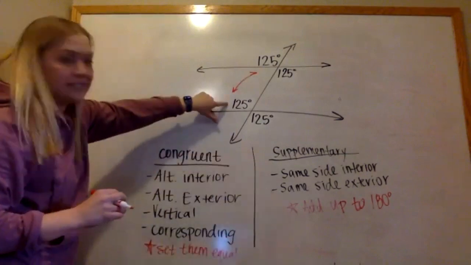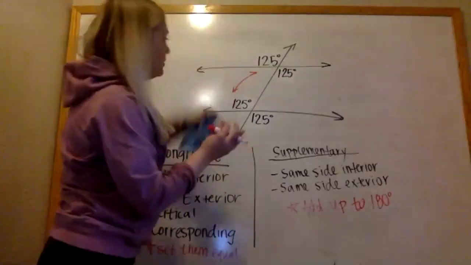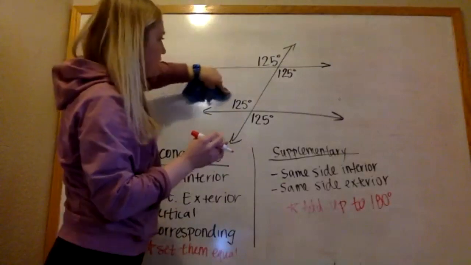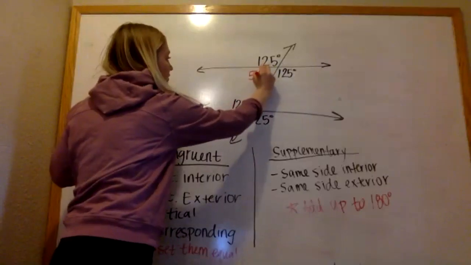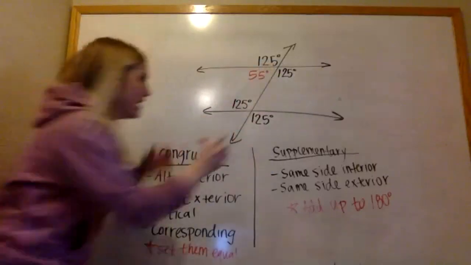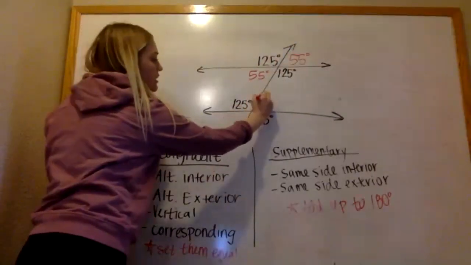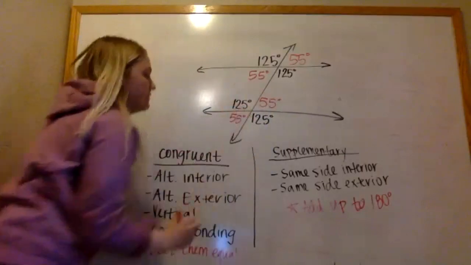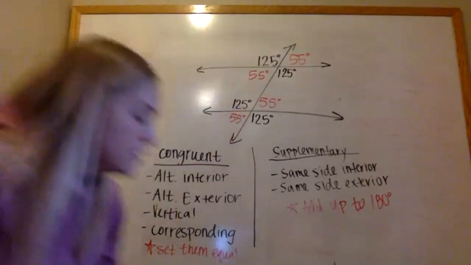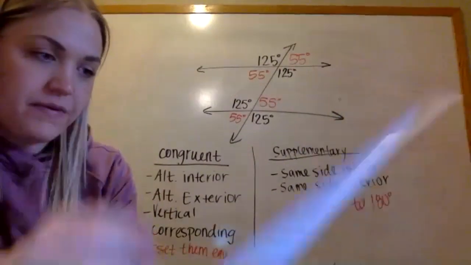So if I do this angle plus this angle, I should get 180 degrees. But if I don't know what it is, then the way that I find it is by doing 180 minus this 125. And that's where I get 55 degrees. And then I can start filling in all the others. These are vertical angles, so 55 degrees. These are alternate interior angles, 55 degrees. And then corresponding angles, 55 degrees.